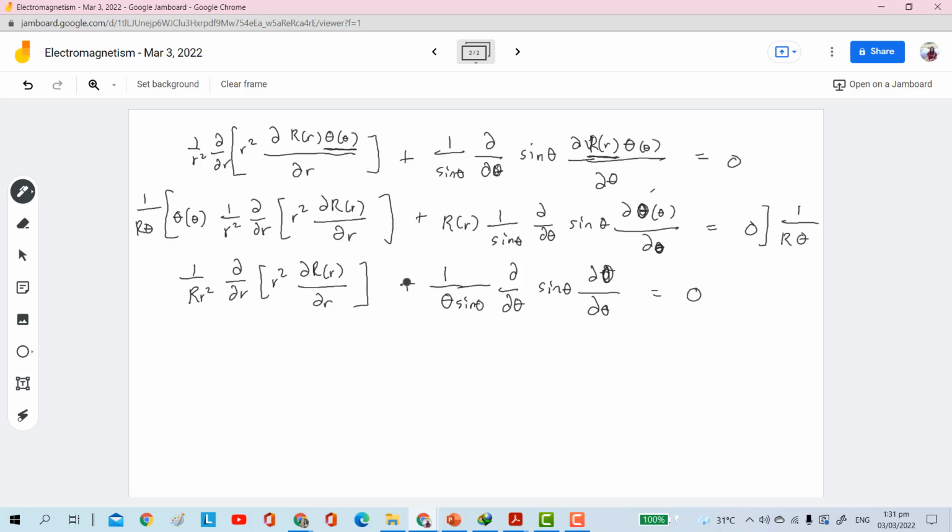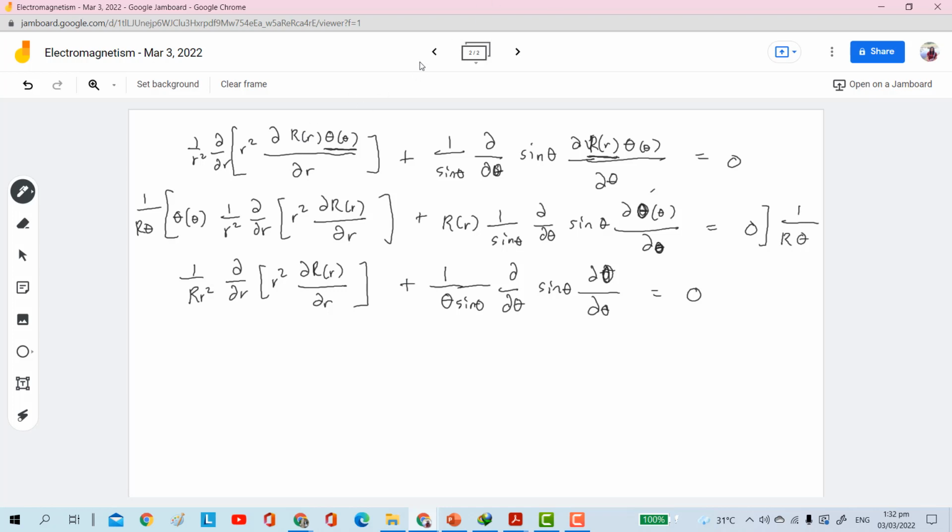So we have separated this, our group, all the r terms and all the theta terms. And then after this, there is one more thing to do. What should we do next, class?